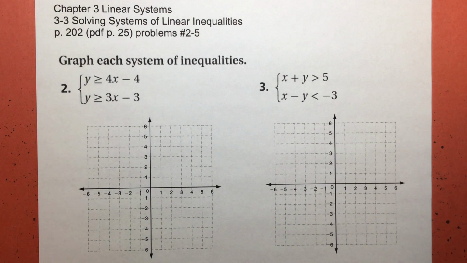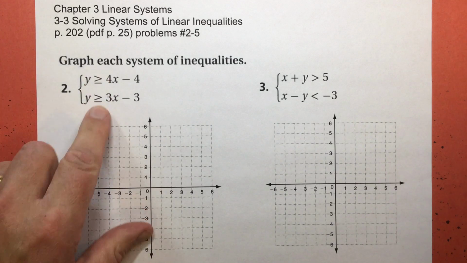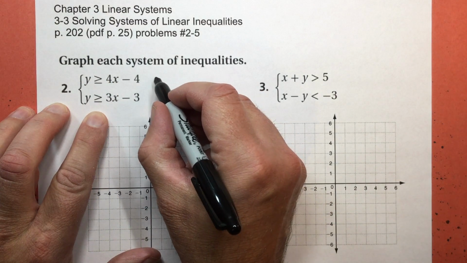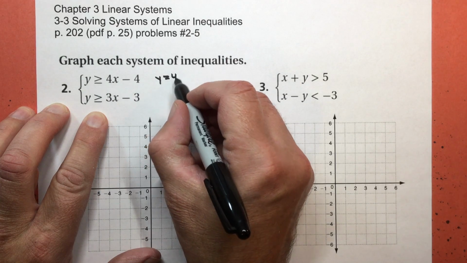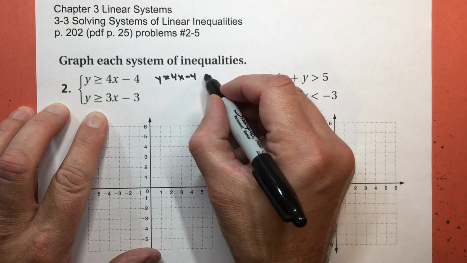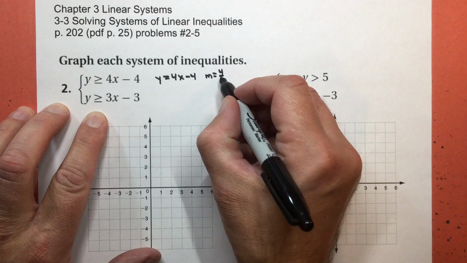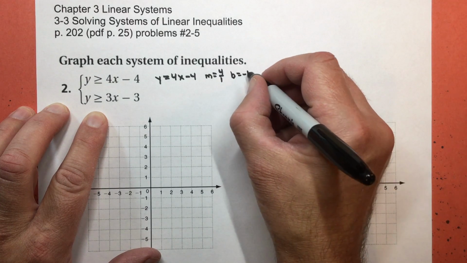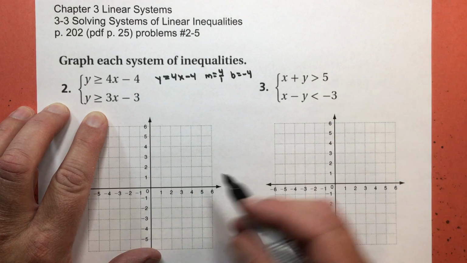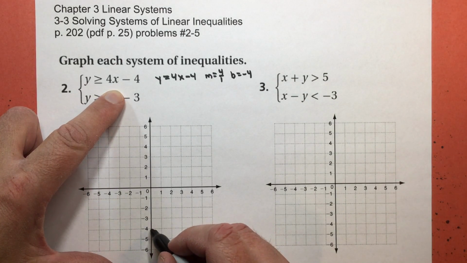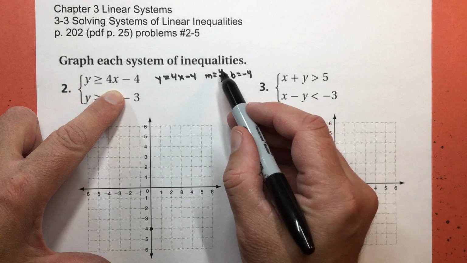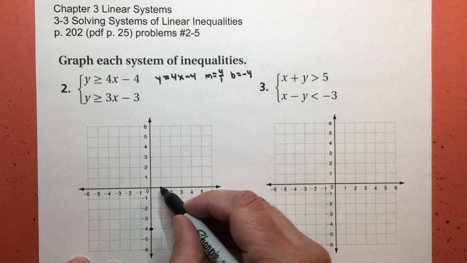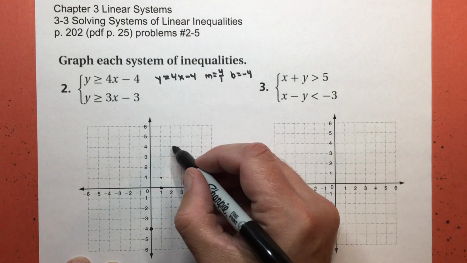Let's get started. Problem number 2, both of these are in slope-intercept form. So my boundary line is y equals 4x minus 4. My slope is 4 over 1, and my y-intercept is negative 4. So that tells me to go down here to negative 4. And my slope is 4 over 1, so I'm going to go up 4 and right 1.